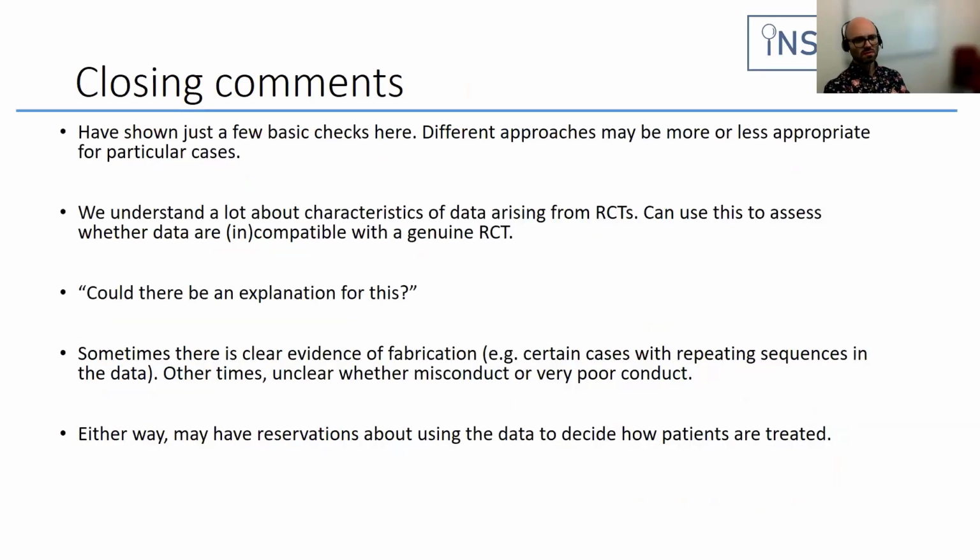Just to finish, this was showing you a few very basic checks. There are lots and lots of different approaches. I think I showed you that we had around 41 IPD checks that we were considering at the moment. Different approaches are going to be more or less appropriate for particular cases. But the main point is that we understand quite a lot about RCTs. We understand quite a lot about what data should look like if it's arisen from a genuine RCT, and we can basically use that knowledge to assess whether data are compatible or incompatible with a genuine RCT.